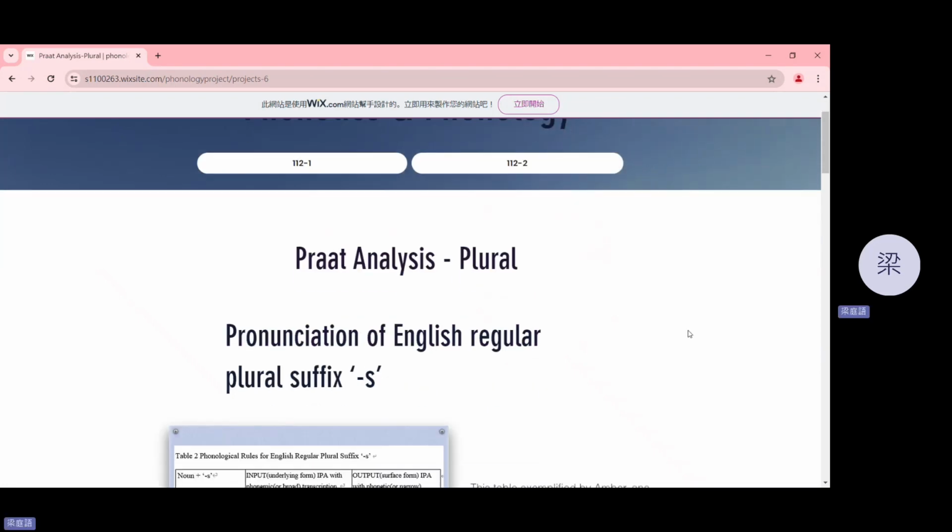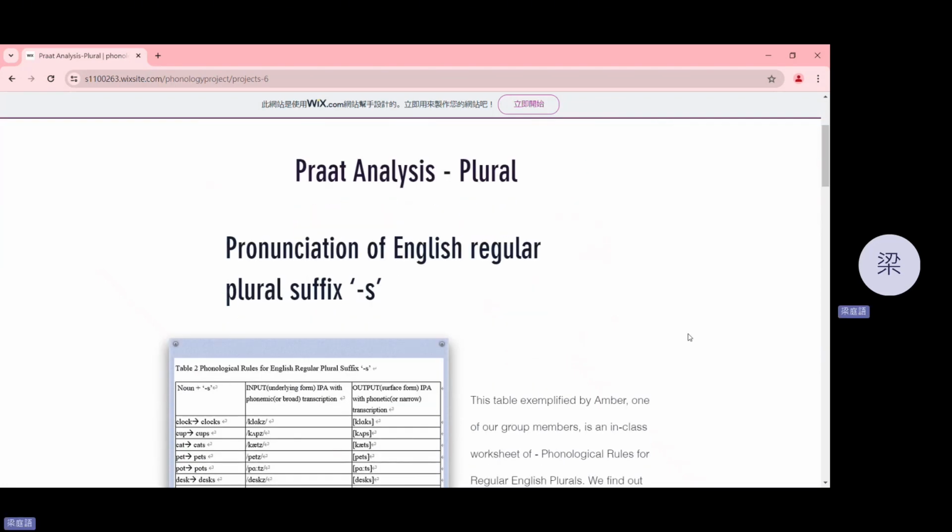Let's go to the next part. Praat analysis, plural. Pronunciation of the English regular plural suffix s.